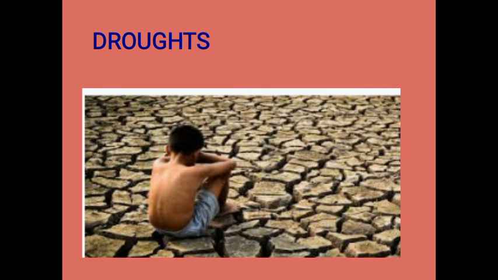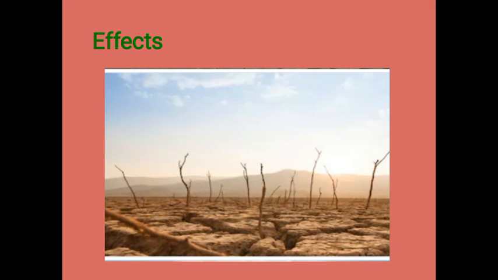Now, effects of droughts. Droughts cause extreme scarcity of water. Farmers are most affected during a drought as they are unable to grow crops. This results in shortage of food, leading to famine. Because of the shortage of food, people are not getting food, and it leads to famine. People are dying of hunger.